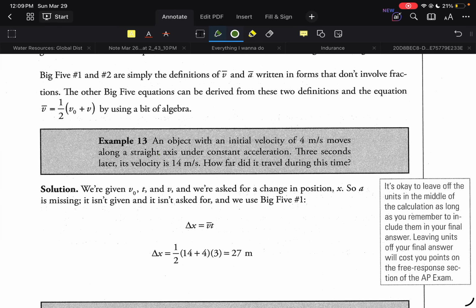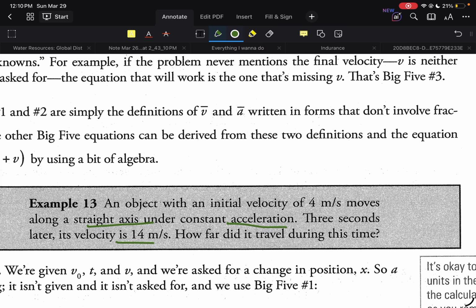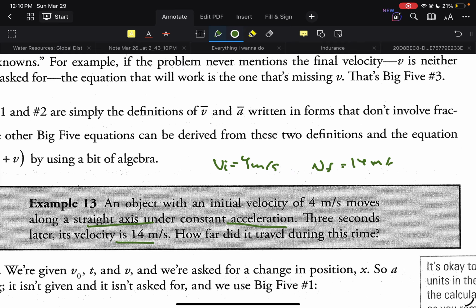An object with initial velocity of 4 meters per second moves along a straight line with constant acceleration. Its velocity is 14 meters per second 3 seconds later. How far did it travel during this time? v initial equals 4 meters per second, v final equals 14 meters per second, x initial equals 0, x final equals blank. So we can find change of x using x final minus x initial.